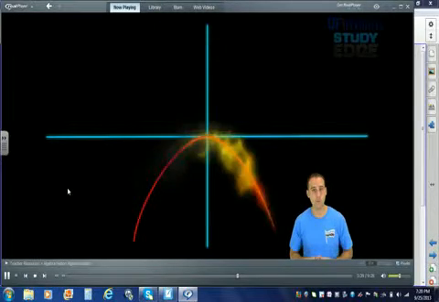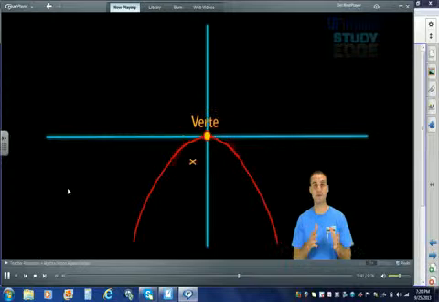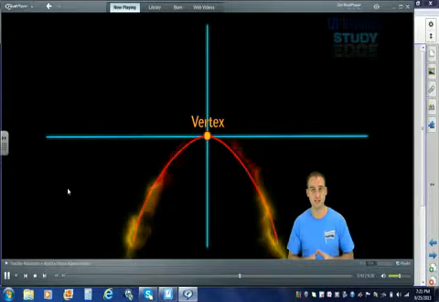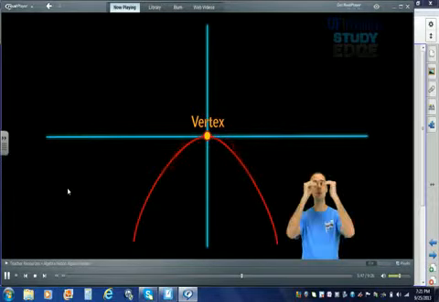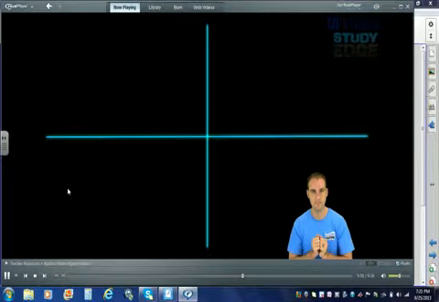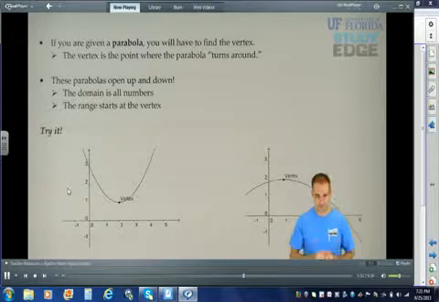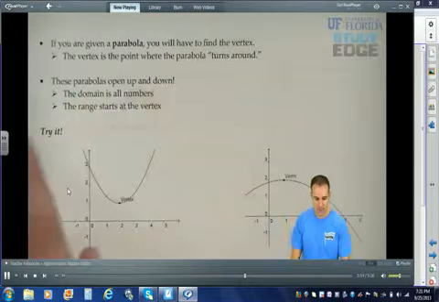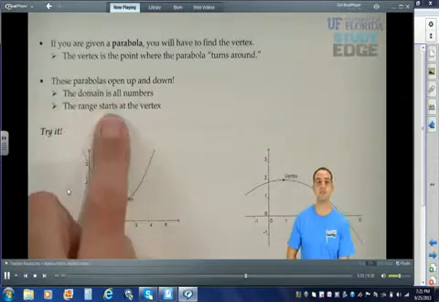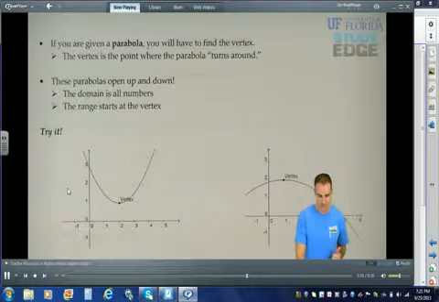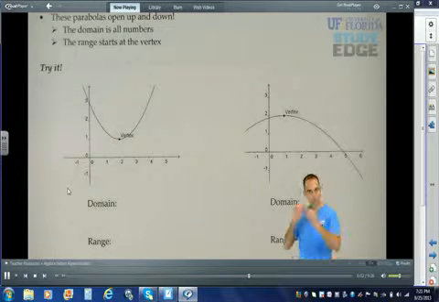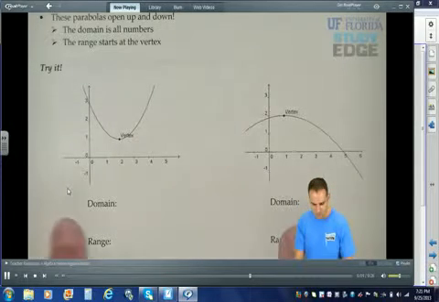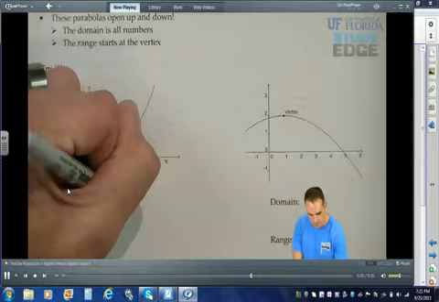However, if it opens downward, you'll see the domain goes left to right forever, so it's still all reals. See that vertex is that highest point. So the range is everything below that point is the idea. So with that in mind, looking at these problems that open up or down, the domain is all reals, the range starts at that point called the vertex. So in this case, looking at these two examples, no need to try it, we'll do this one together. The domains would be all numbers.